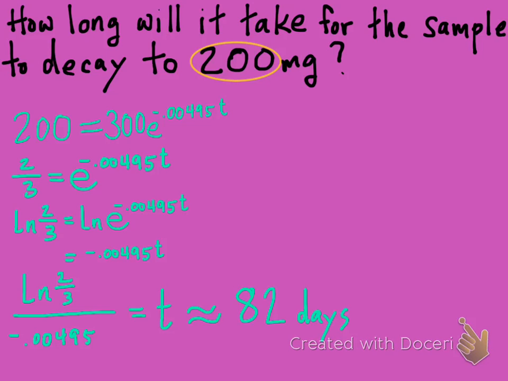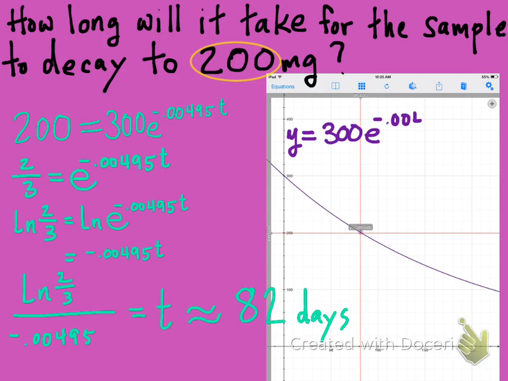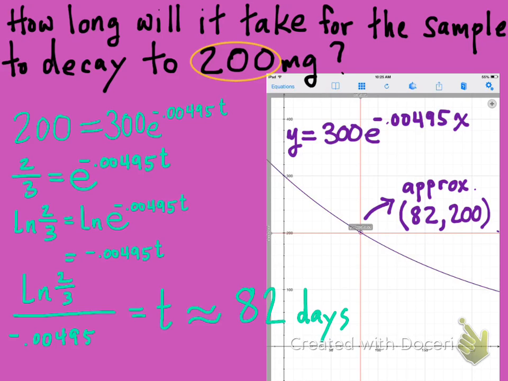Here's another way we can check our work, because it's good to do that. Here's the graph that I drew of the function y equals 300 times e to the negative 0.00495x. That's what the curve looks like, this swooping down curve. The point where the little red lines cross is approximately at the point (82, 200). 82 days is time on the horizontal scale, and it's about 200 milligrams on the vertical scale. So the graph totally backs up our work, and I'd say we got the right answer.